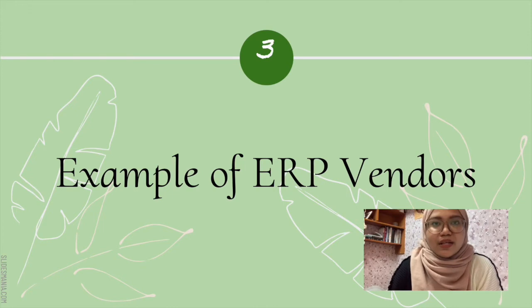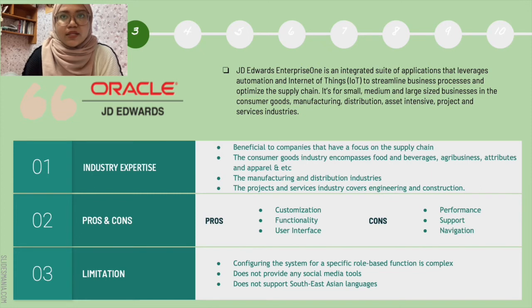Assalamualaikum, I am Norzafirah and I will explain examples of ERP vendors. One of them is JD Edwards EnterpriseOne. This vendor is an integrated suite of applications that leverages automation and Internet of Things to streamline business processes and optimize the supply chain. It's for small, medium and large size businesses in the consumer goods manufacturing, distribution, asset-intensive project and service industry. As we all know, all vendors have their own expertise. So JD Edwards is beneficial to companies that have a focus on the supply chain. The consumer goods industry encompasses food and beverages.